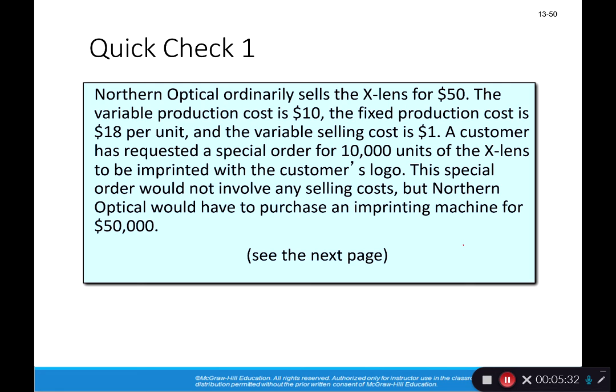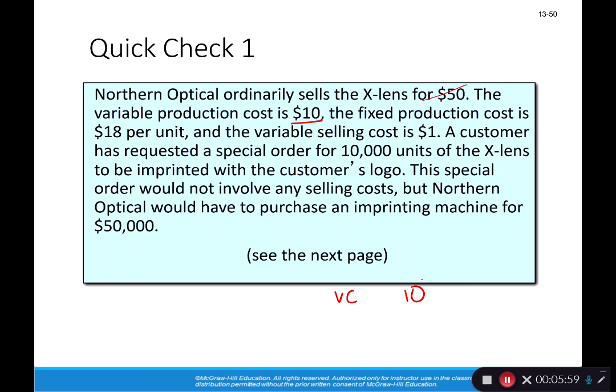Welcome back. I hope you tried it on your own. Let's see. So we ordinarily sell it for 50 bucks. I couldn't care less what you normally sell it for. The variable production cost is 10, so that's going to matter. That's going to be an incremental cost. It's going to increase. The fixed production cost is 18. I don't care about that, and I don't care about this variable selling cost because it told me I wouldn't incur it.